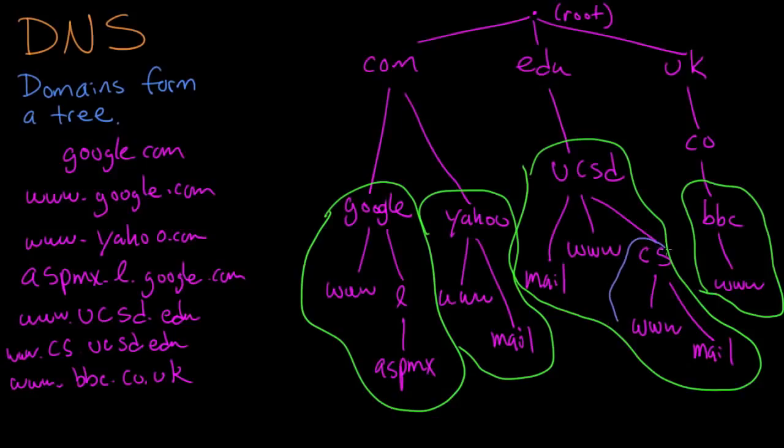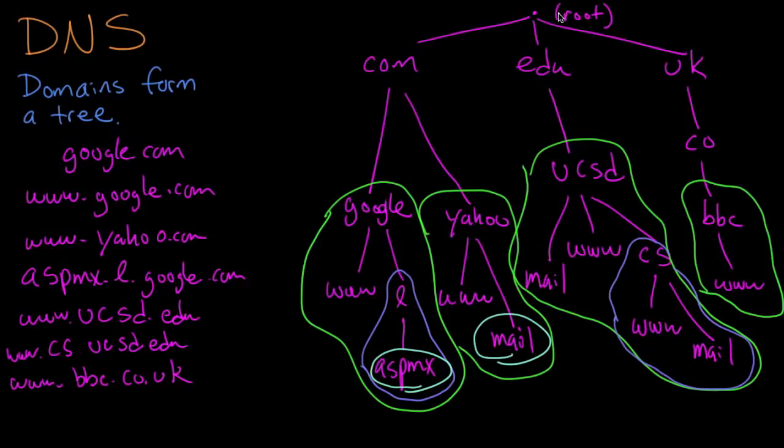Now, within each one of these green circles, there can be other domains, like right here. Here is the cs.ucsd.edu domain. And right here is the l.google.com domain. And in fact, there are even smaller ones within that. For example, here's a small domain. This is the aspmx.l.google.com domain.